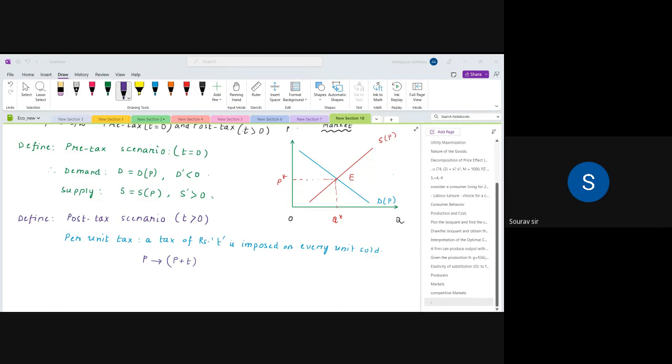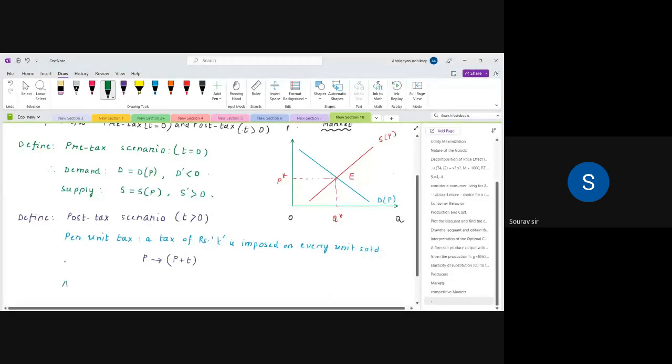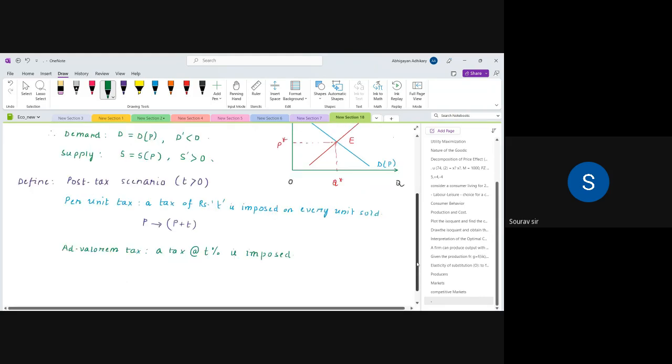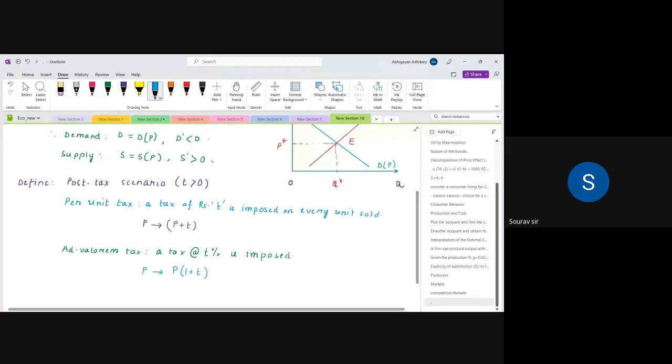Another way of introducing taxes in this setup would be ad valorem taxes, where a tax at the rate of T percent is imposed on every unit sold. If your initial price was P, in the post-tax scenario it will become P times 1 plus T.